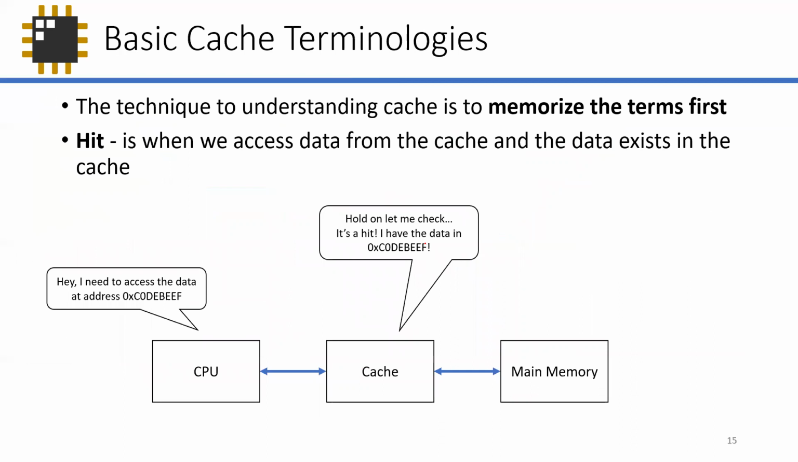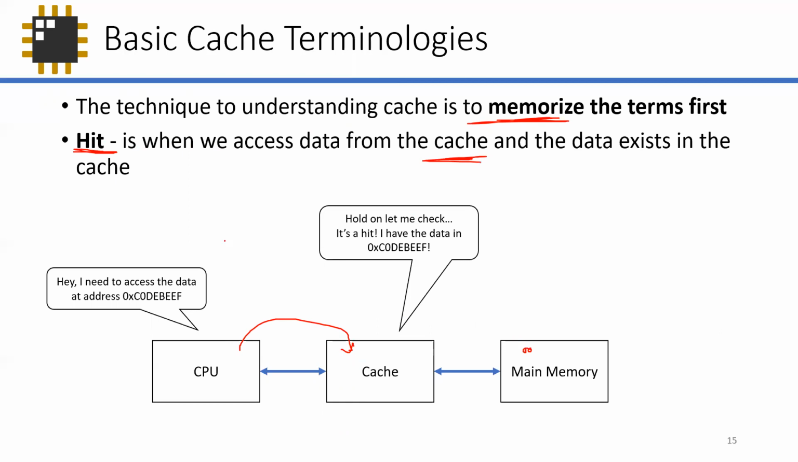Now, one of the first things that you have to recognize are the basic cache terminologies. And the easiest way to remember how caches work, as I mentioned earlier, is that you have to memorize the terms first. So one of the first terms is the hit. When we say a memory hit occurred, it means that data exists in the cache. Remember, the CPU is accessing data directly from the cache, not directly from the main memory. Okay, it's accessing it directly from the cache.